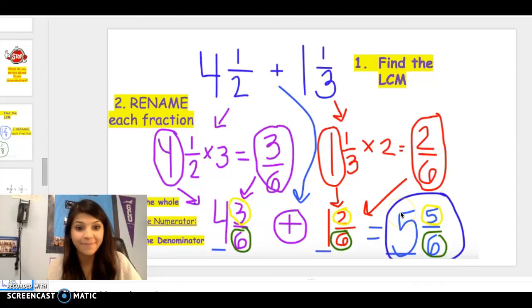So hopefully that was a little bit helpful for you on how we add and subtract fractions, just as fractions and with mixed numbers.